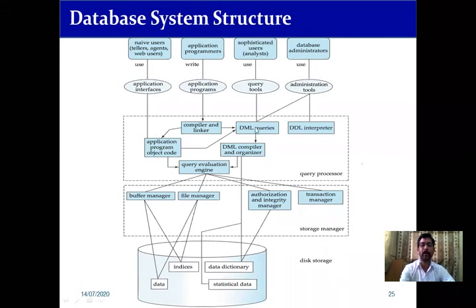Understood? In this way, the entire database system structure is the combination of four different modules. The first module is the database user and interface, the second module is the query processor, the third module is the storage manager, and the fourth module is the disk storage. Every module has its own components, and they are responsible for carrying out the tasks associated with database management. Understood?